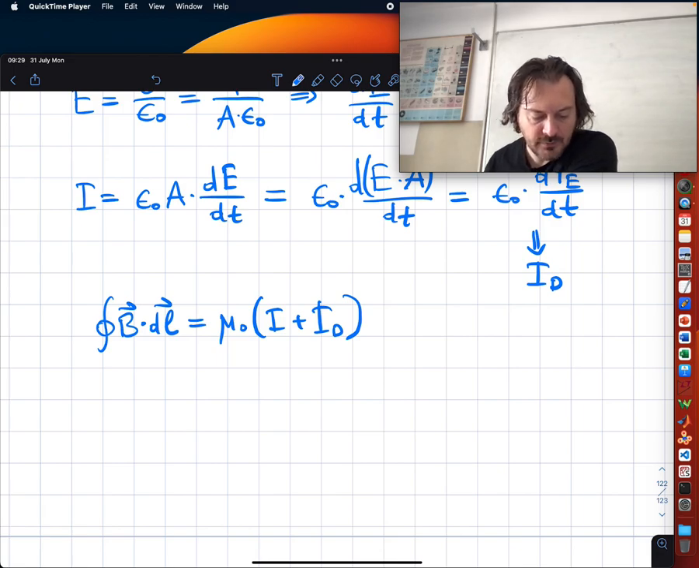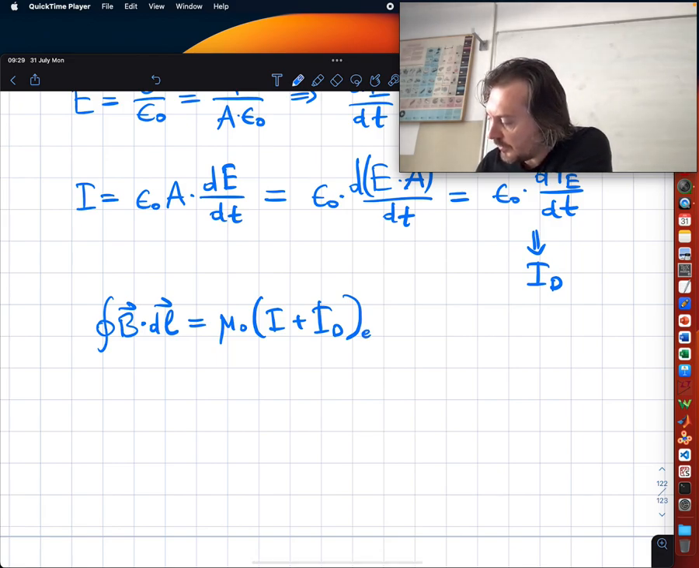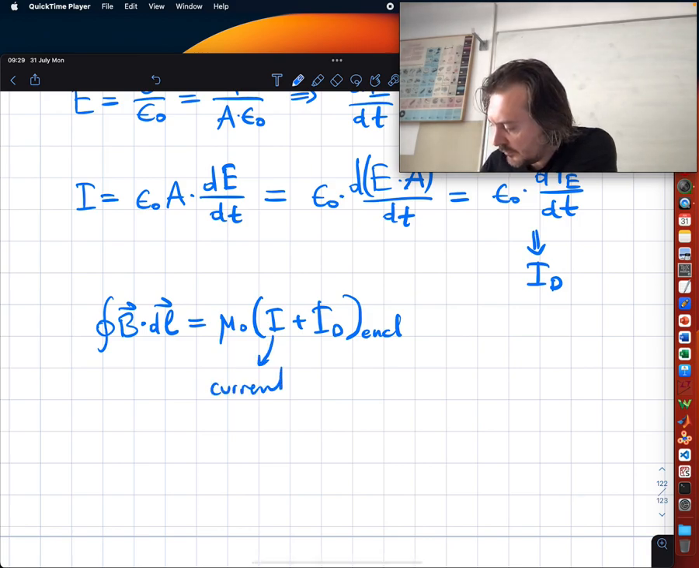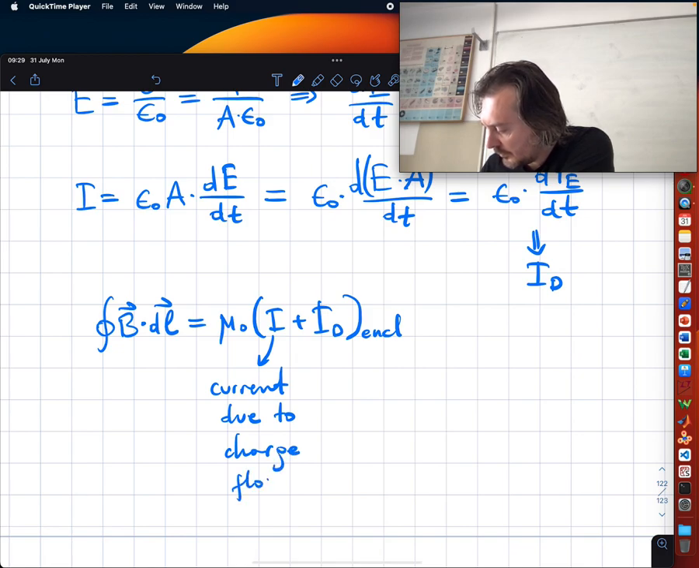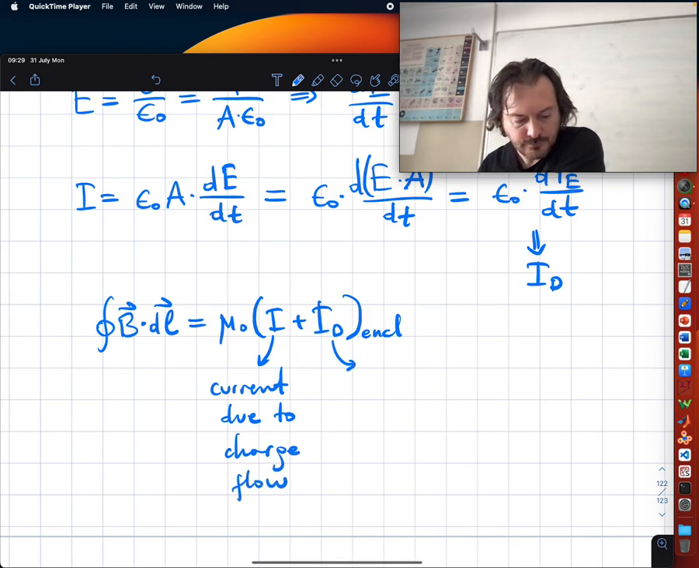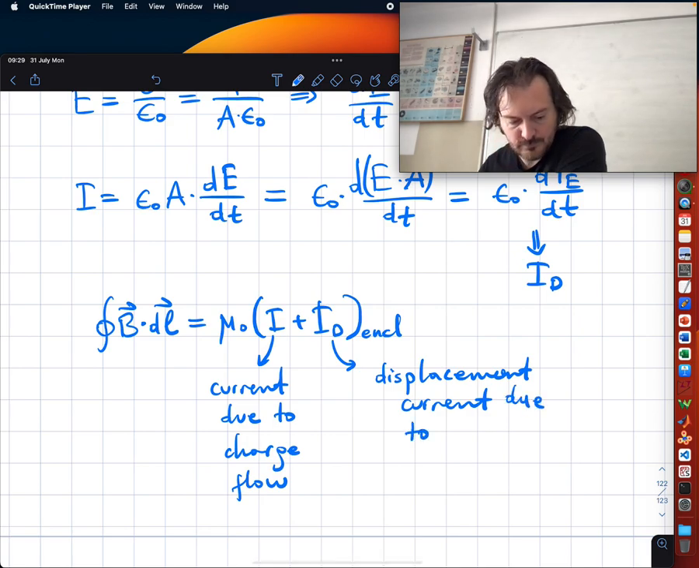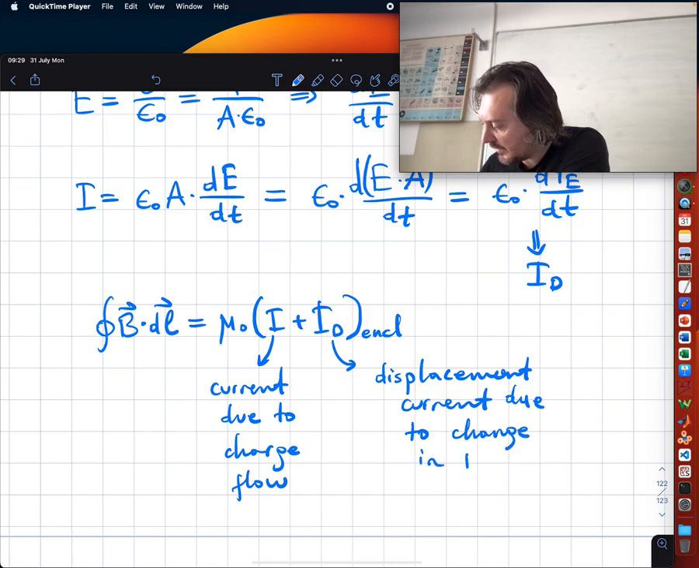This is Maxwell's corrected Ampere's law, and this part is current due to charge flow, and this part is displacement current due to change in electric flux.